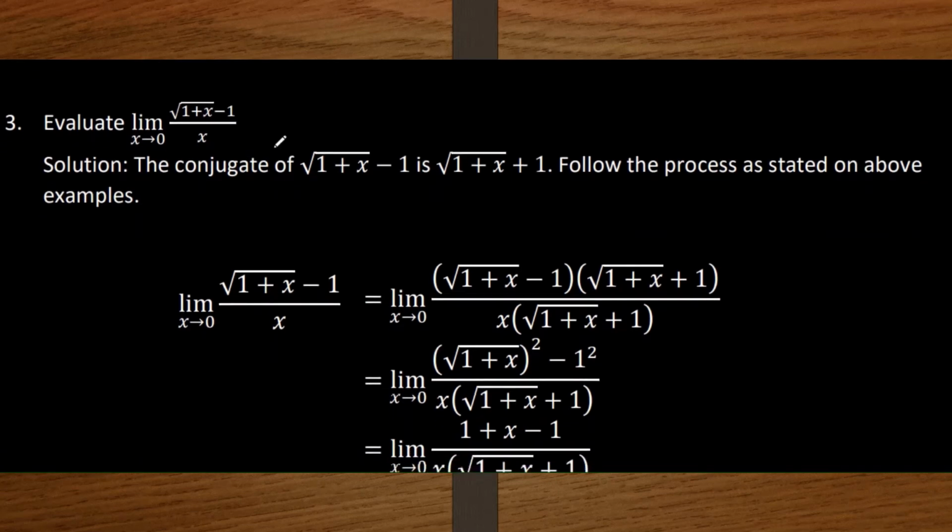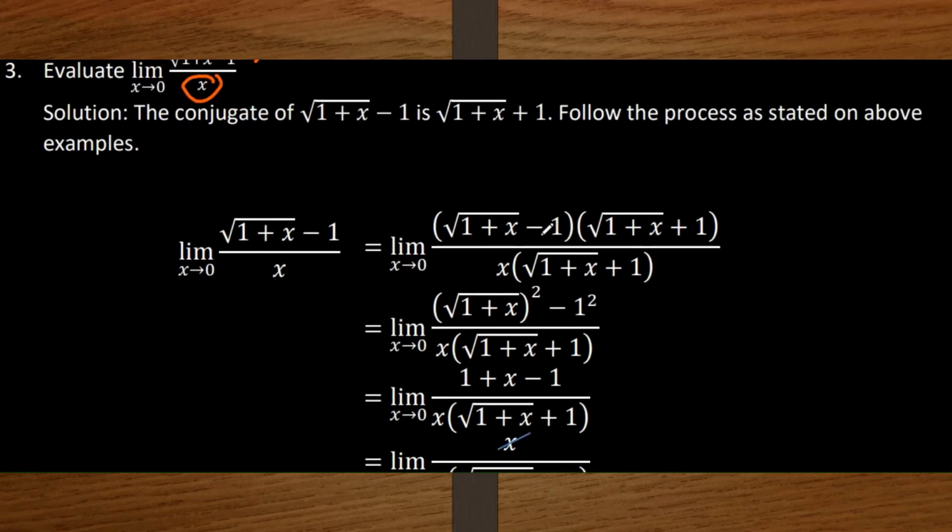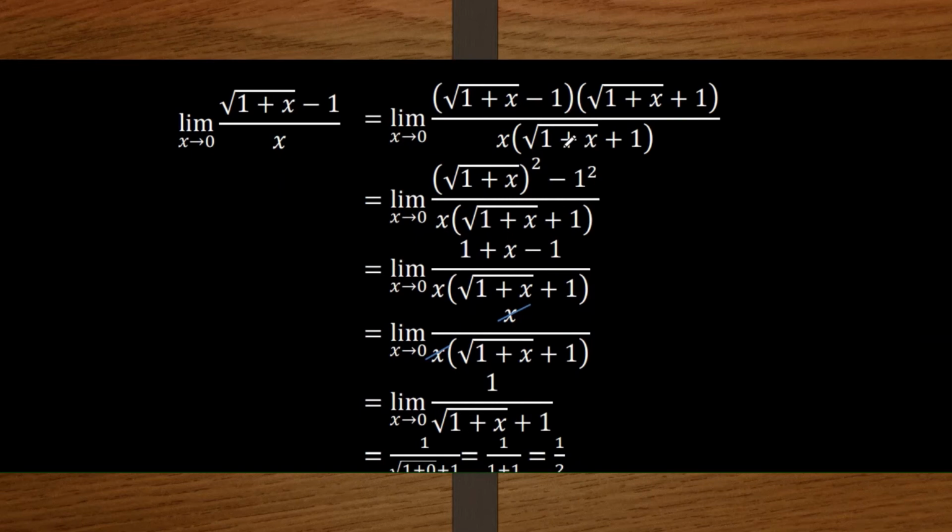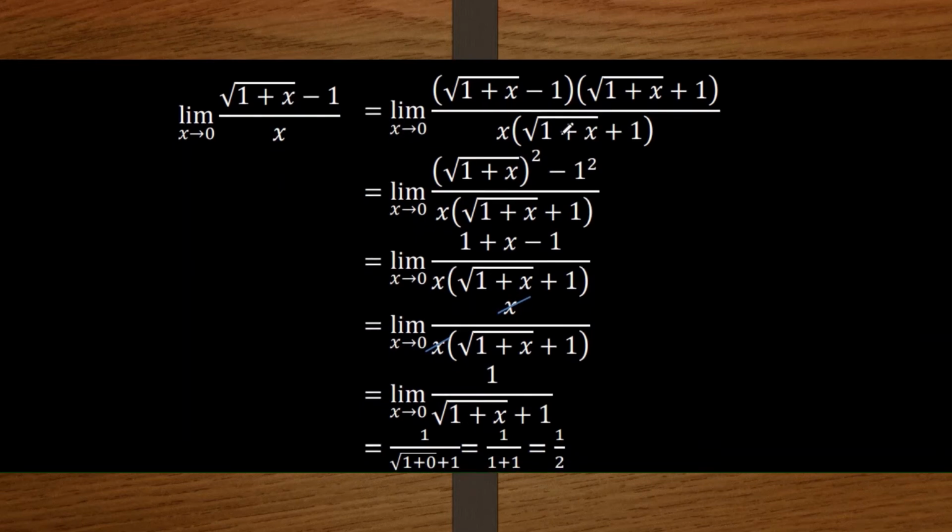Also, if you have the limit of square root of 1 plus x minus 1 divided by x as x approaches 0, it is very obvious that in the denominator x really will become 0. And in the numerator, square root of 1 plus 0 minus 1 is 0. Therefore, if we're going to get the conjugate of square root of 1 plus x minus 1, that is square root of 1 plus x plus 1, you just need to get the opposite. Okay, now do it in the numerator and denominator.